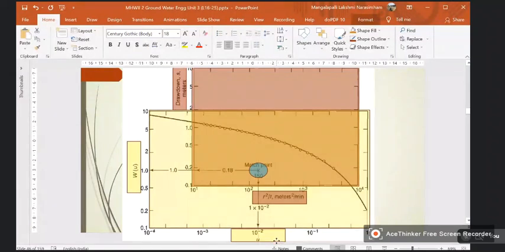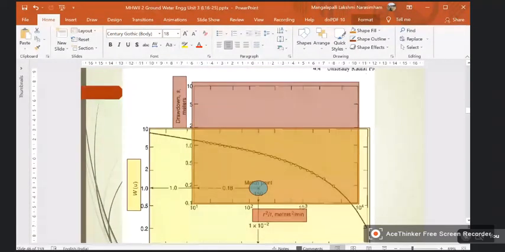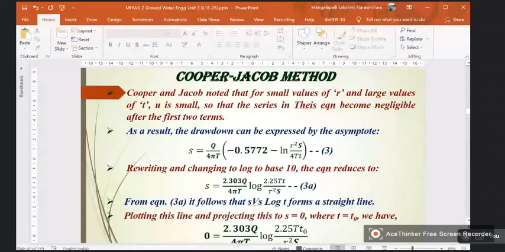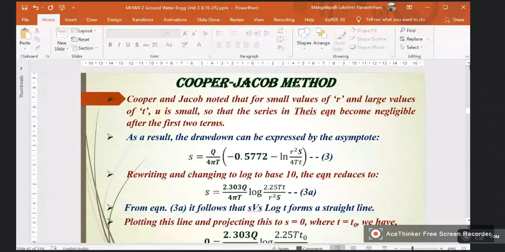So this is your small u. This is how we select the match point and the corresponding values of S, r square by t, u and W(u). These four values are used and the solution is obtained. So that is your Theis method.